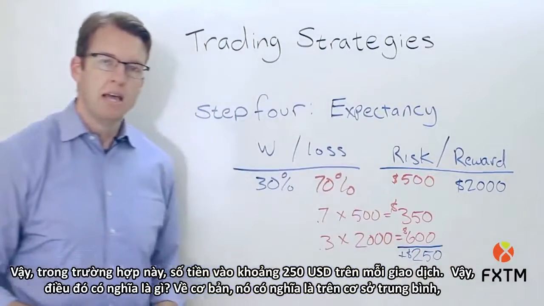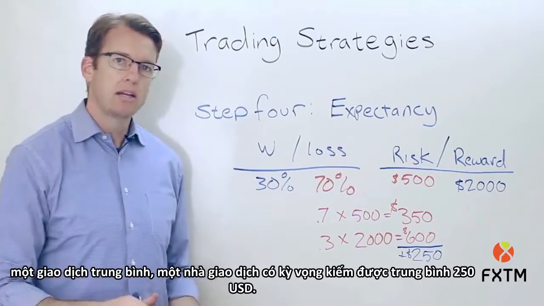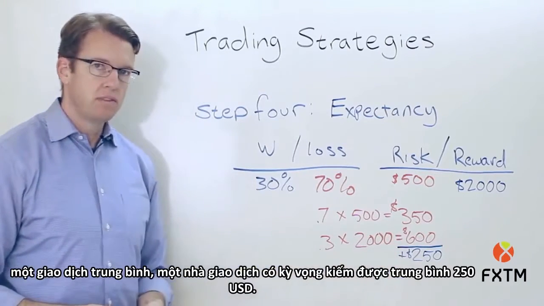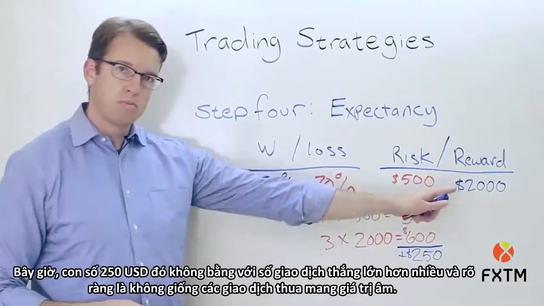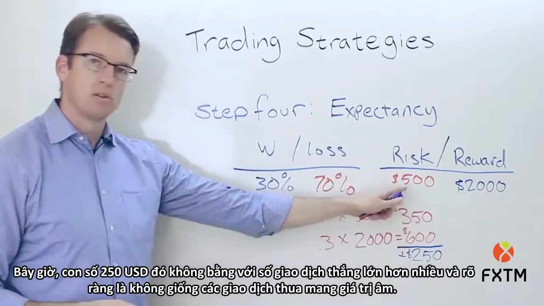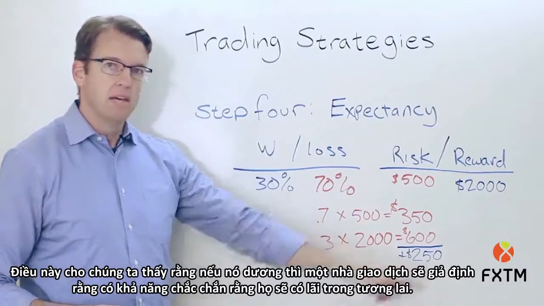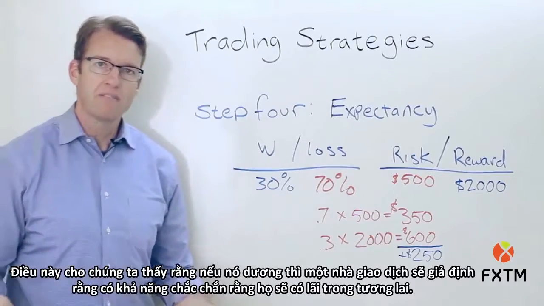So what does that mean? That basically means that on an average basis, an average trade, a trader would have an expectancy of earning $250 on average. Now that $250 is not equal to their winners, which are much larger, and it's obviously not the same as their losers, which are negative. What this tells us is if it's positive, then a trader would assume that there's a certain likelihood that they'll be able to be profitable in the future.